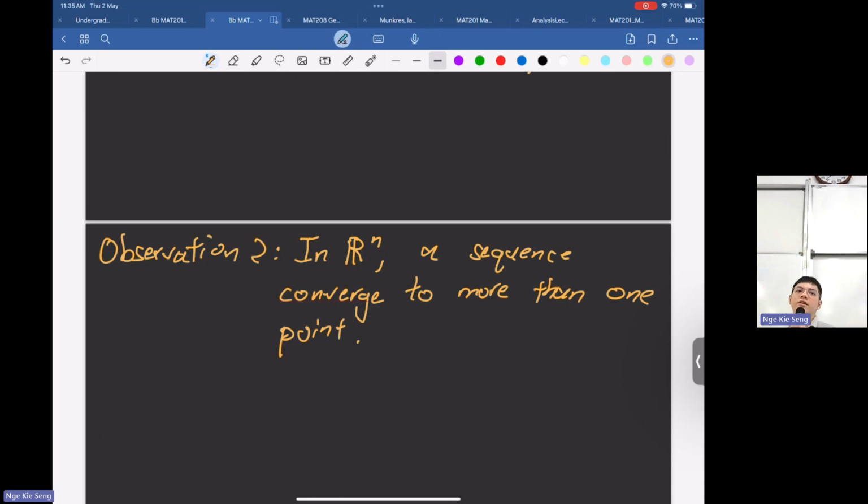The limit of a sequence is unique: suppose there are two different limits, and then you can bound it by the triangle inequality. Wait, what am I writing here? I left out the cannot. A sequence cannot converge to more than one point. So you take two limits and show that they are within epsilon of each other, using the triangle inequality. So this is really special about R^n.